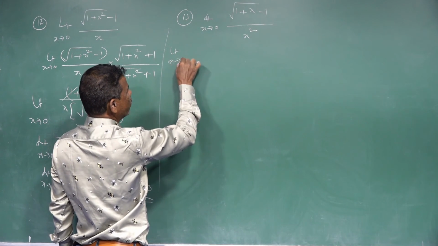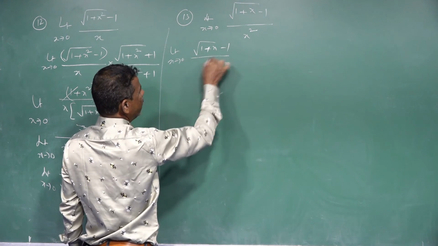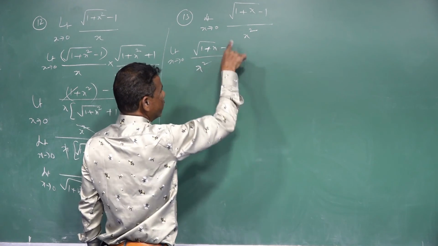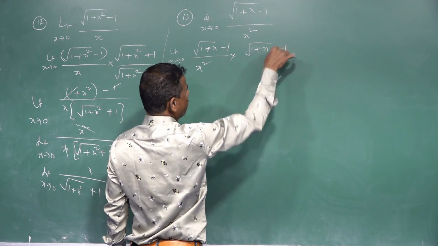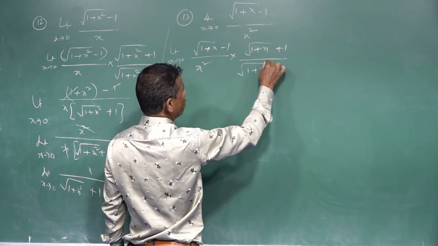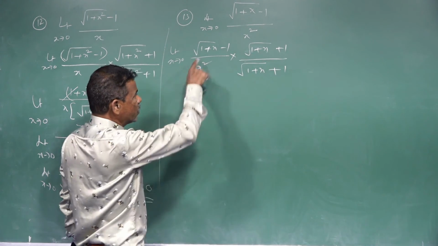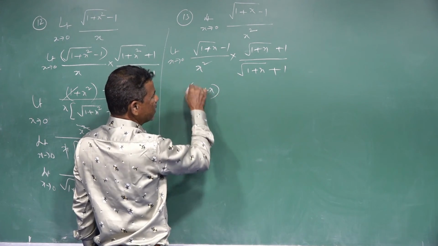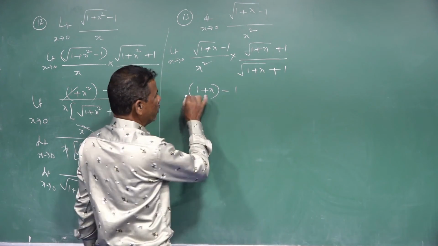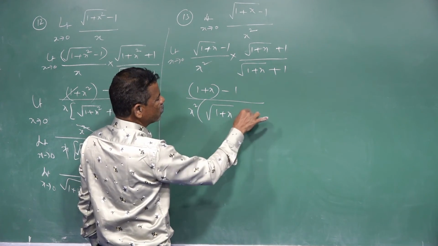Next here, limit x tends to 0 of root of 1 plus x minus 1, by x squared. Multiply by the rationalization factor, root of 1 plus x plus 1 by root of 1 plus x plus 1. This is the rationalization factor. Next, a squared minus b squared: root of 1 plus x squared is 1 plus x, minus b squared, which is 1. Denominator is x squared multiplied by root of 1 plus x plus 1.